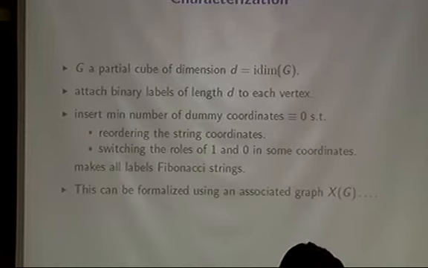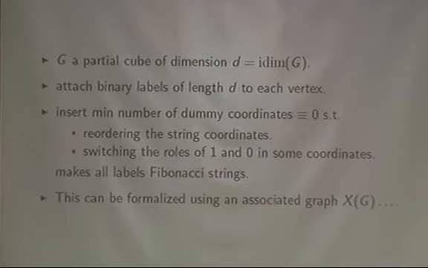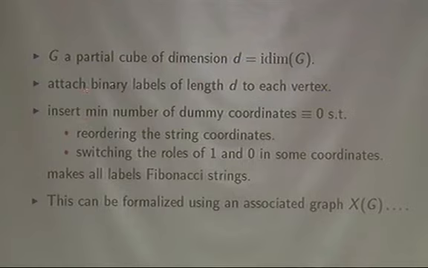Okay. So now I will come to the main characterization that we found, and this is what we use as machinery everywhere. So when can I tell that a graph has such Fibonacci dimension? As we were mentioning, we only have to look at partial cubes. So let G be a partial cube of dimension D. Because it can be embedded into a hypercube of dimension D, this means that you can attach binary labels of length D to each vertex, and the distances between the labels are the same as in the original graph.